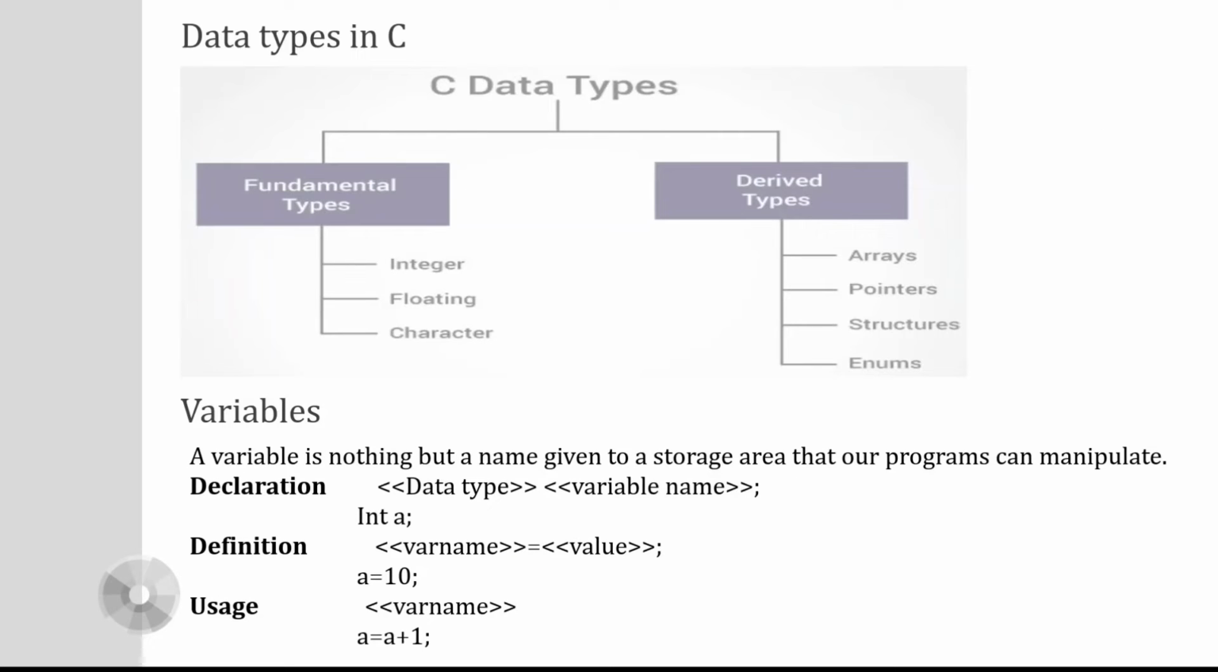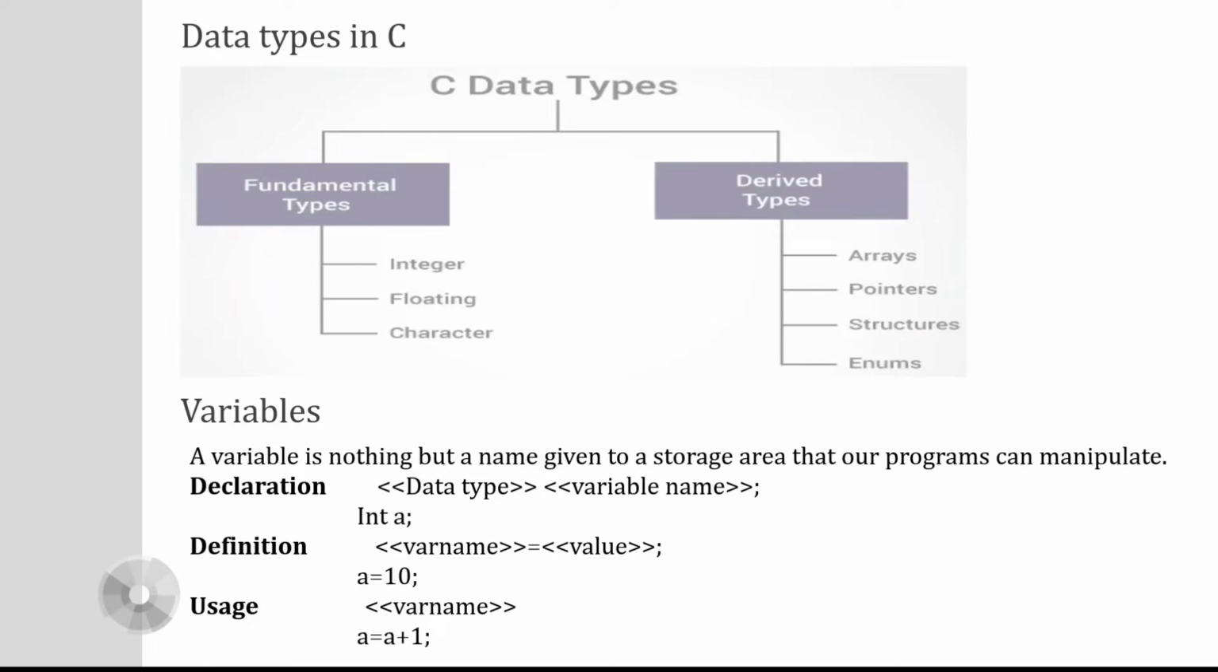About the data types in C, there are two types of data types: fundamental types and derived types. In fundamental types we have three types: integers, floats and characters. And in the derived types we have arrays, pointers and structures.